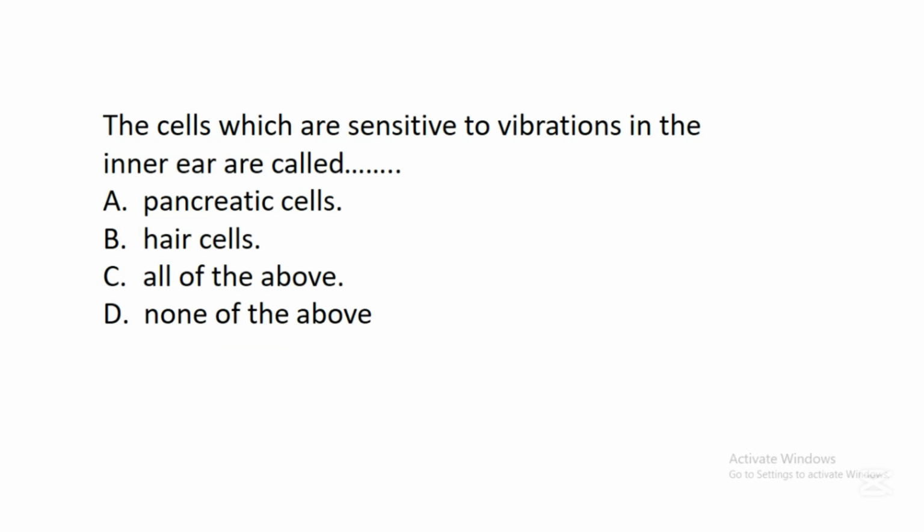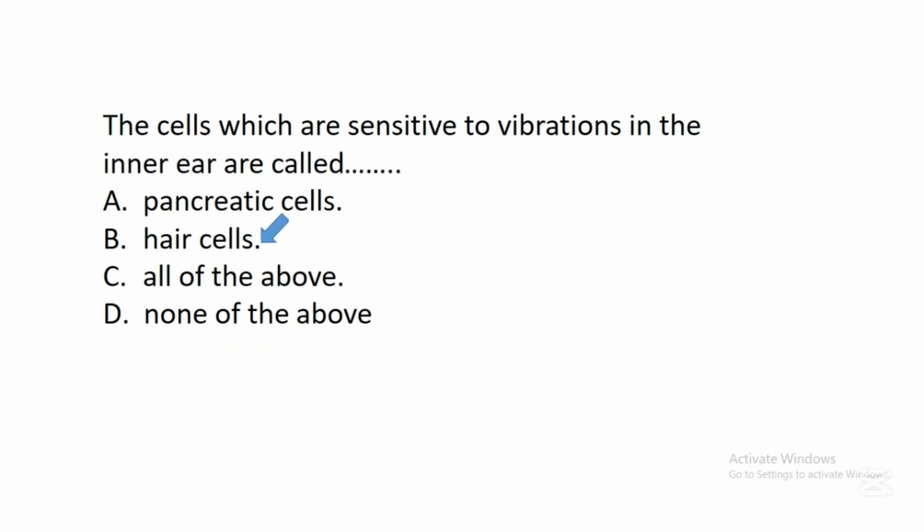The next question says, the cells which are sensitive to vibrations in the inner ear are called dash. A. Pancreatic cells, B. Hair cells, C. All of the above, D. None of the above. In this question, the correct answer is B.